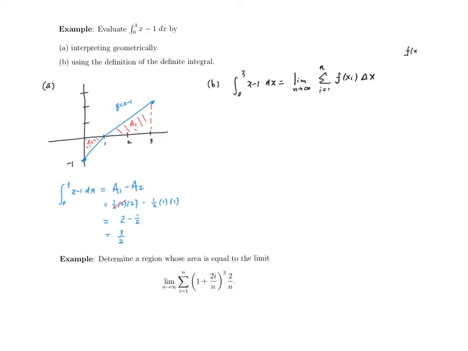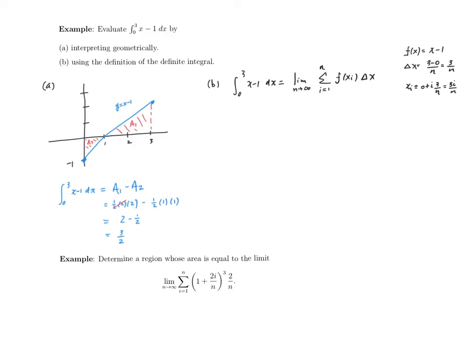The function of interest is x minus 1. Delta x is b minus a over n, which is 3 over n. And x sub i is equal to a plus i delta x. So we'll say 3i over n.